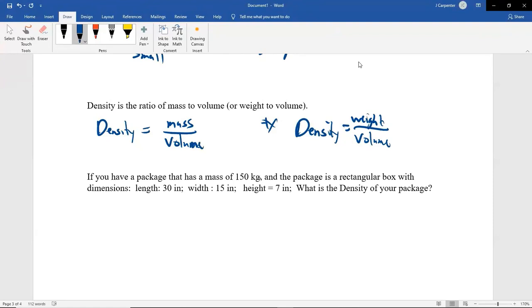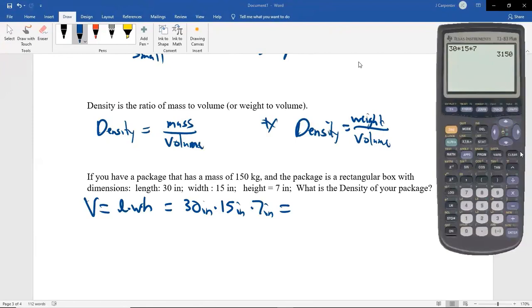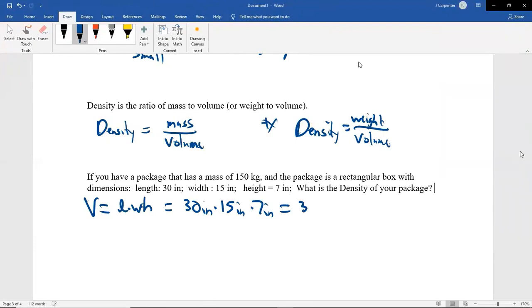I did not tell you the volume, so the first thing you have to do is know that the volume of a box is length times width times height. So that's 30 inches times 15 inches times 7 inches. And no, the order does not matter that you write those in. So we're going to do 30 times 15 times 7, and that'll give us that slightly large number, 3,150. And then that's inches, inches, inches, all being multiplied. So it's inches cubed, not just regular old inches, it's cubic inches.